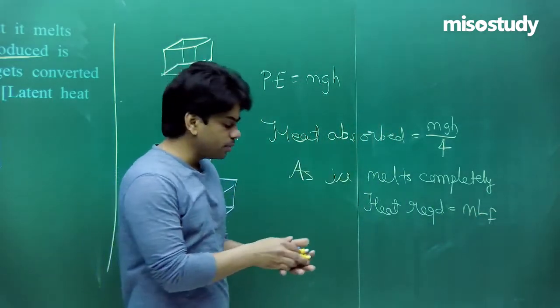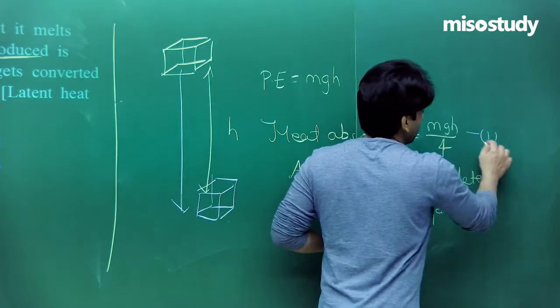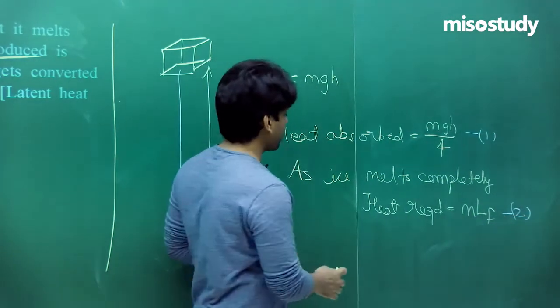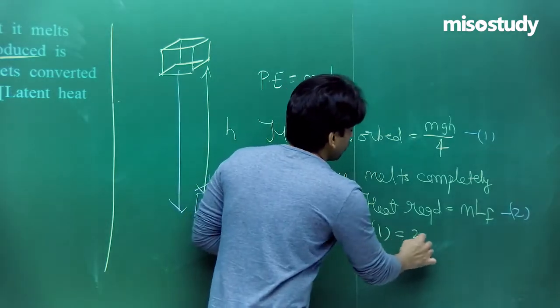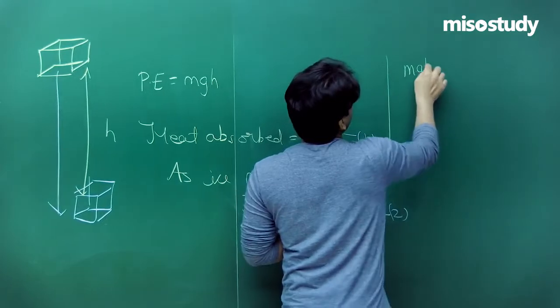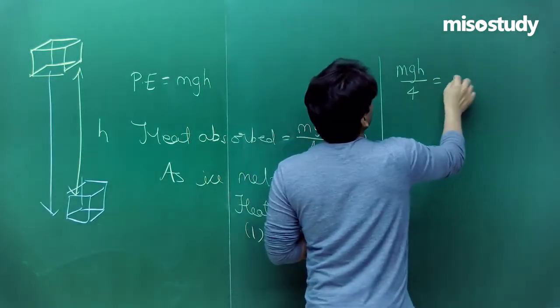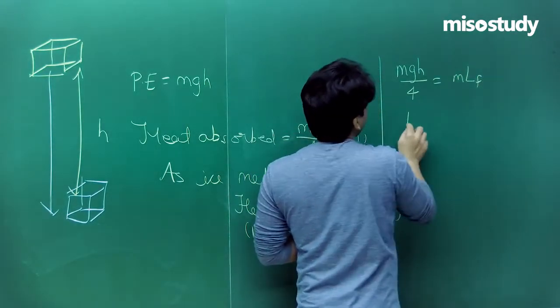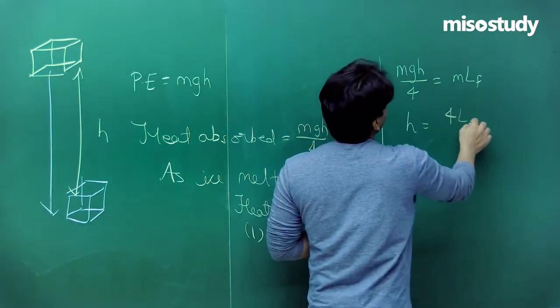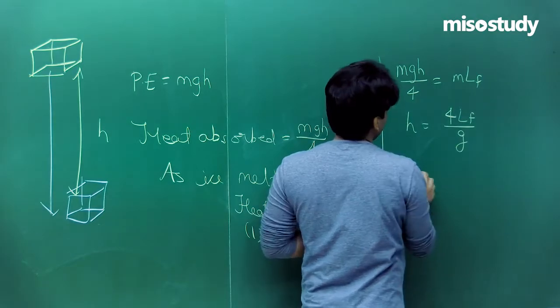Just equate both, mgh by 4 and mLf, and you will get the value of h. If I equate 1 equals 2, we obtain mgh by 4 is equal to m into Lf. Finally, after cancelling, h comes out to be 4Lf divided by g.